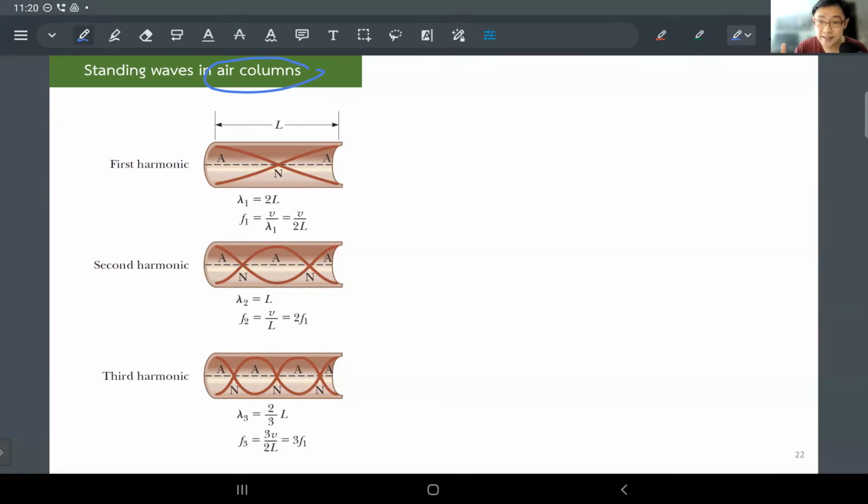Does that make sense? Okay. And that is actually you hearing the frequency of the standing wave created in that air column, or in that tube. That's what we are going to look at right now. Okay, so how can we figure out the possible wavelengths or frequencies in this whole setup over here?